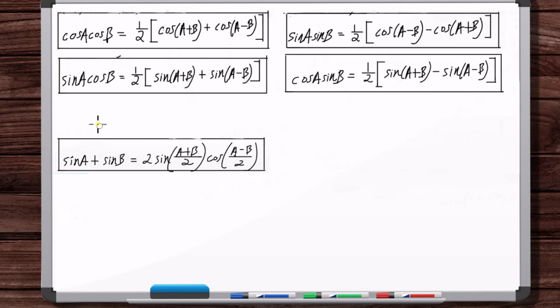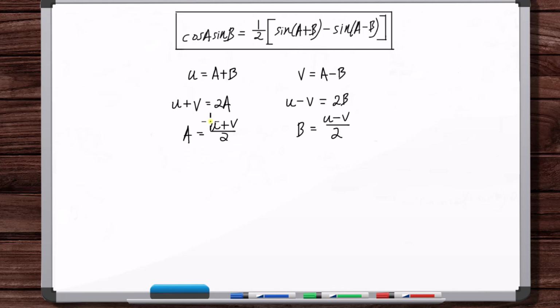All right, now we can do this exact same process with the other 3 of the product to sum identities. So we just derived this with sine A times cosine B. Let's take cosine A times sine B. Okay, this exact same substitution. So we'll plug in cosine of U plus V divided by 2 times sine of U minus V divided by 2 is equal to 1/2.